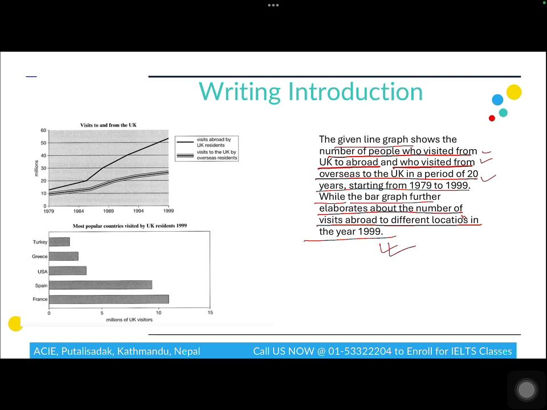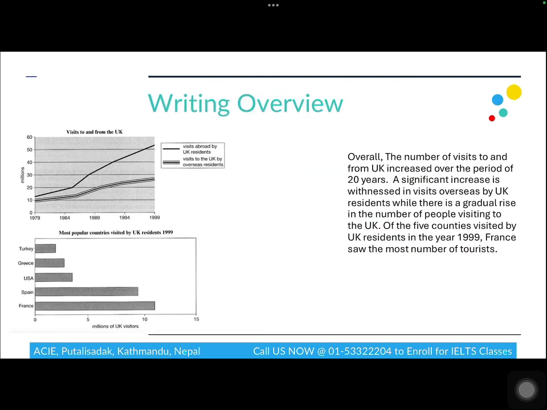So make sure that whenever the question is a double figure based question, you have to include the introduction for both the figures. You can use a connector such as while or whereas or simply and to give the introduction for both the figures.